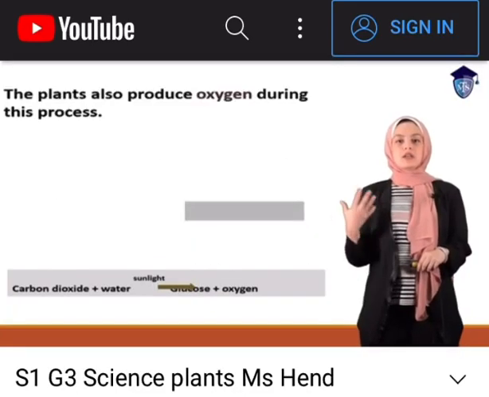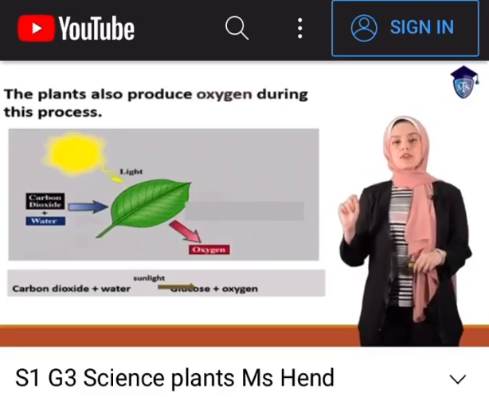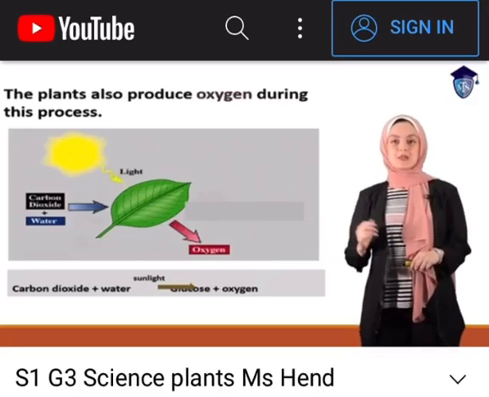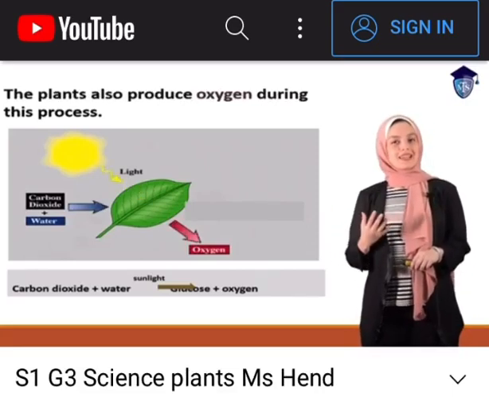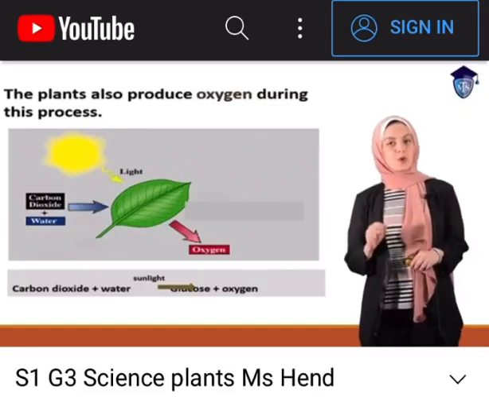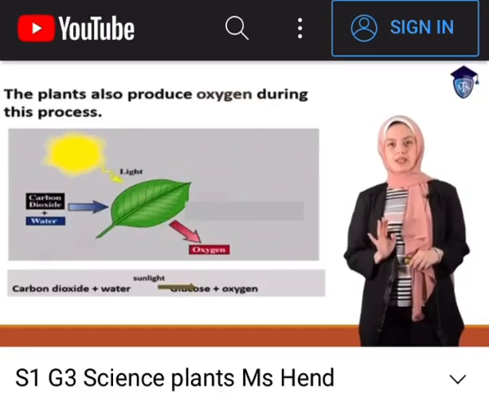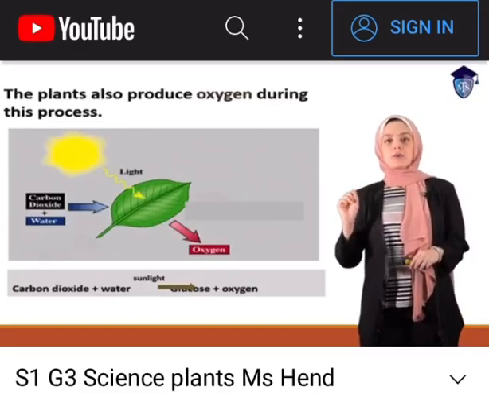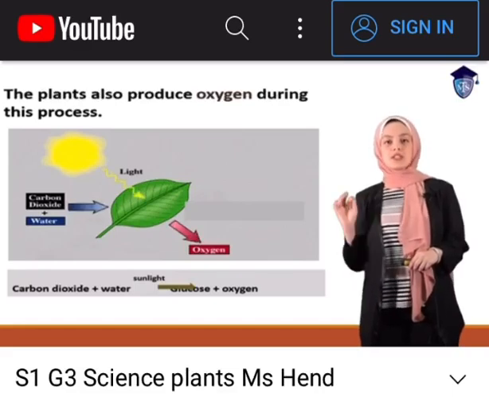Now, let's see. There is another product in the photosynthesis process. We say that plants will make the food which is called glucose. It's the food for the plant. Also, plants will produce oxygen gas.